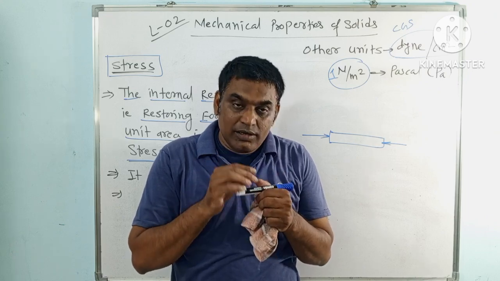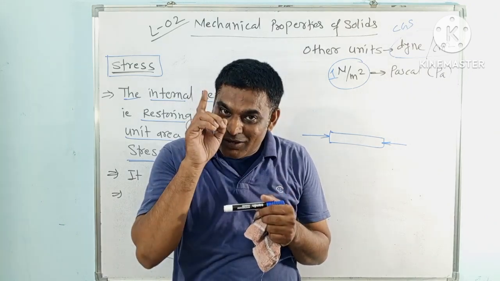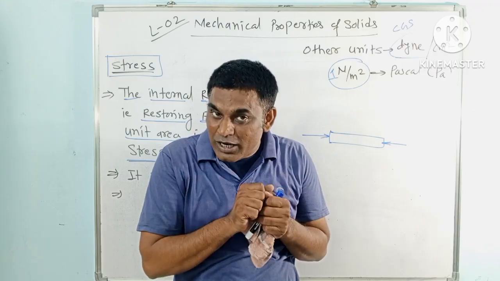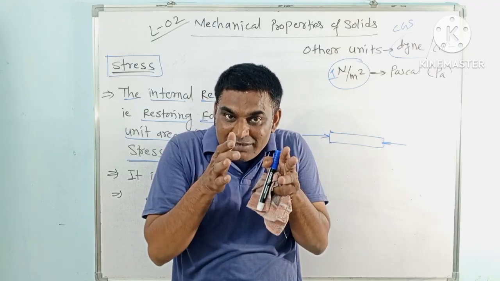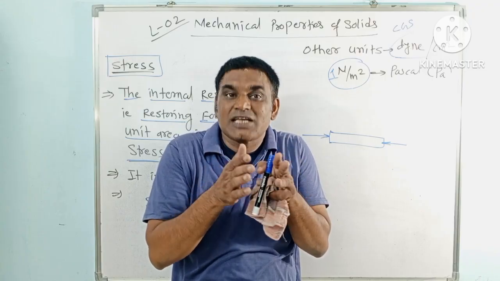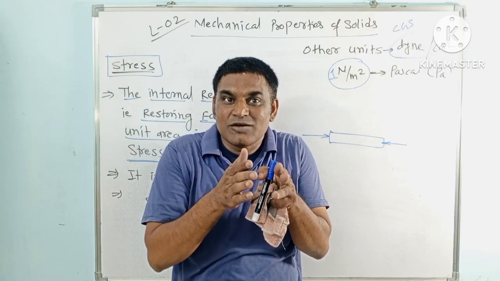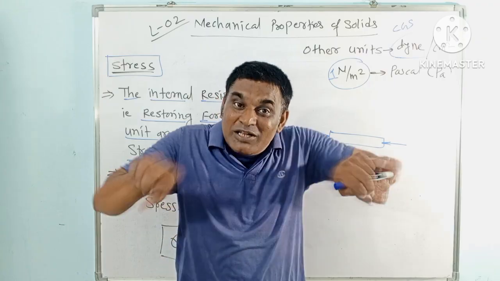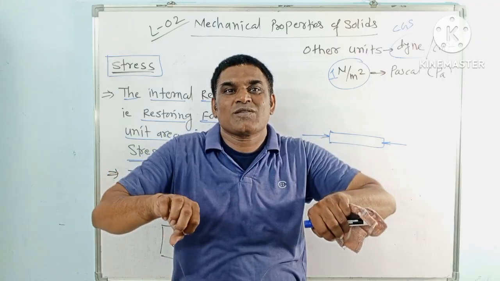Body, intermolecular force of attraction we have learned. What happens at the atomic or molecular level? If force is applied, their natural distance between them will be disturbed. They will come closer, which they don't want. What will they do? They will apply a repulsive intermolecular force.